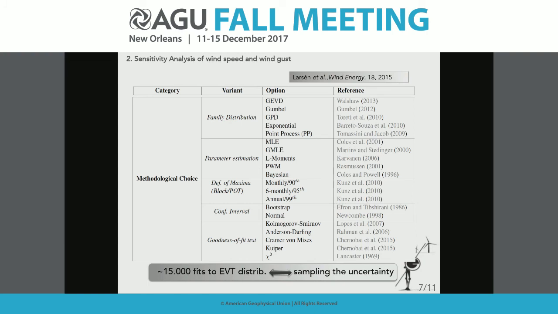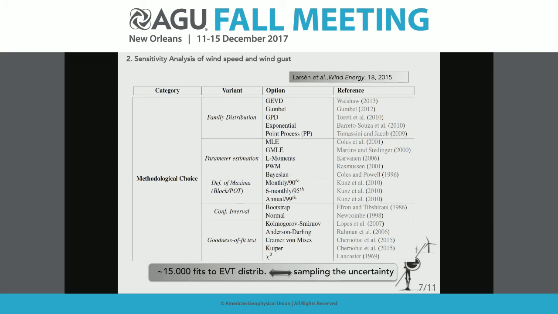How we define the maxima is important here. So are we considering annual values, monthly values, or so? We explore several possibilities. Also, the confidence interval method. And finally, the goodness of fit test, because we believe that how well the observations fit a theoretical distribution should not depend on the specific particularities of any of the tests. So we explore all of them.